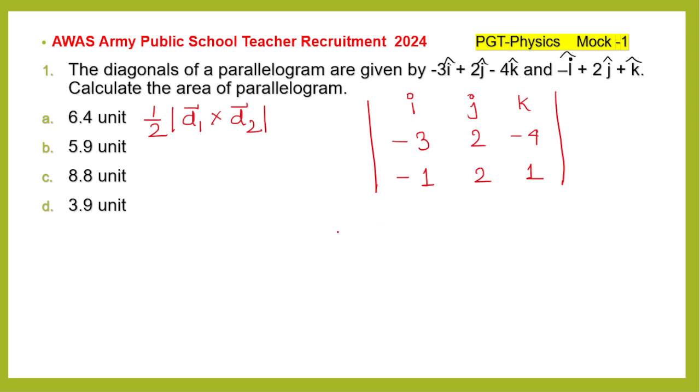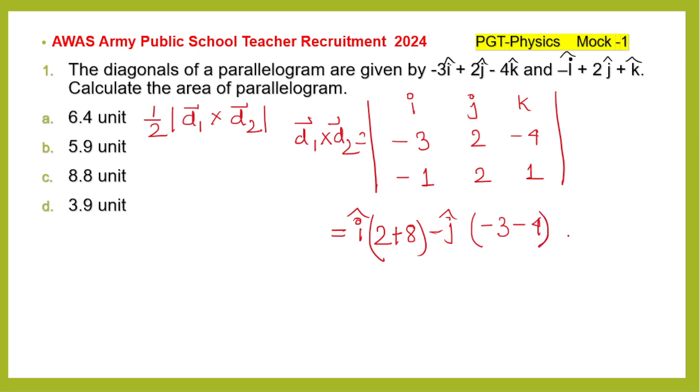So this is the arrangement, and first calculate the cross product of d1 and d2, that is i(2 plus 8) minus j(minus 3 minus 4) plus k(minus 6 plus 2), and it gives 10i plus 7j minus 4k.